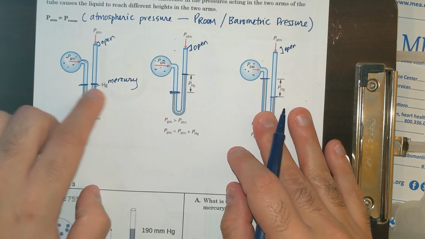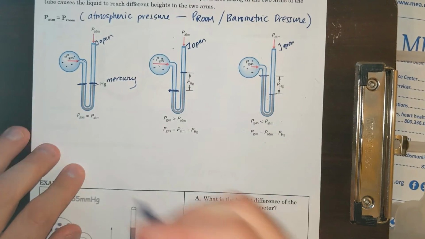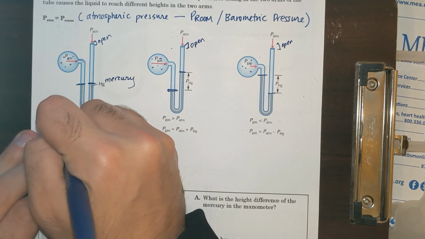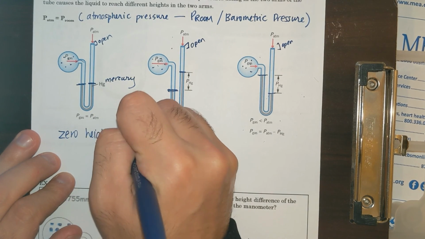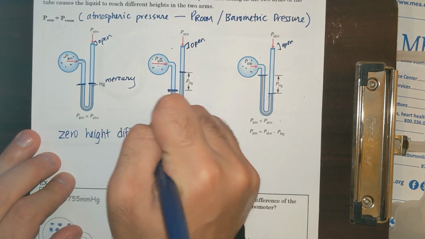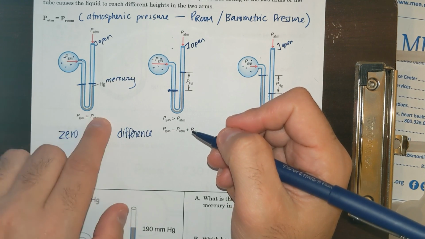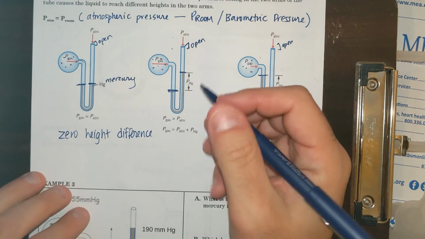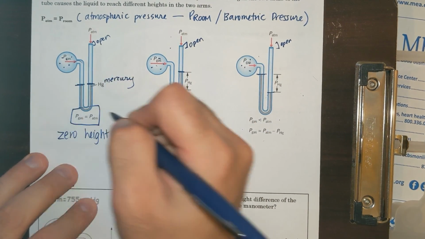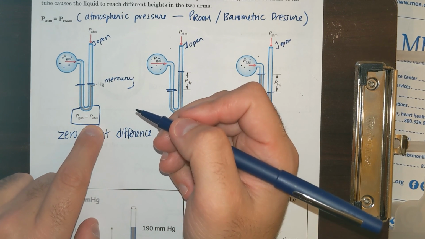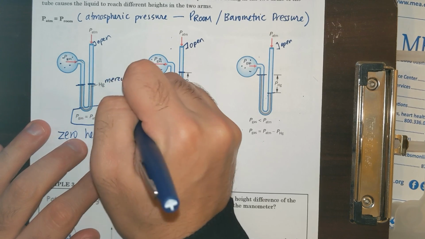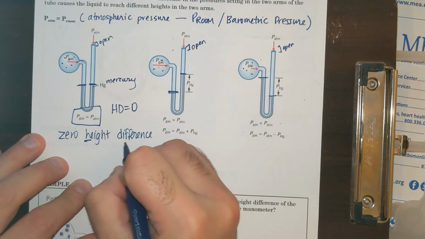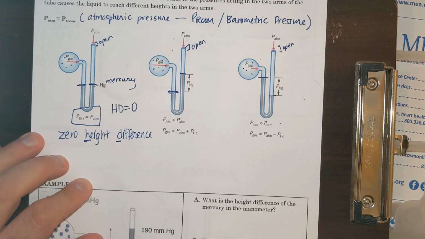Now, if there is no change in height, if there is 0 height difference, meaning the height of the mercury on the left side and the height of the mercury on the right side is the same, that means the pressure of the gas is equal to the pressure of the atmosphere. And I like to say HD is 0. HD is what I call height difference.